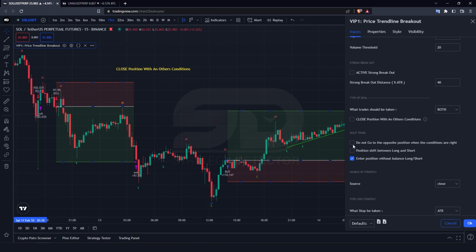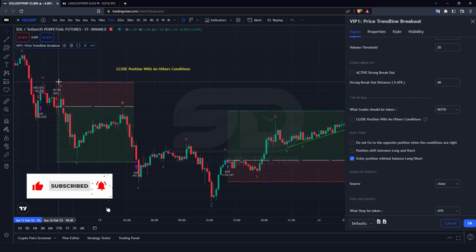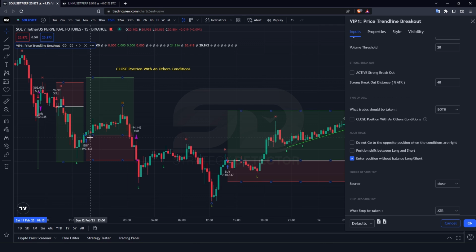Actually, by removing this tick, we allow the strategy to enter the long or short position whenever the next entry condition arrives. In fact, if we activate this option, the position must either be stopped or take profit. If we remove this tick, our position will be closed when the next position that has the entry conditions appears and it will enter the new position. Okay, this was all about this option.